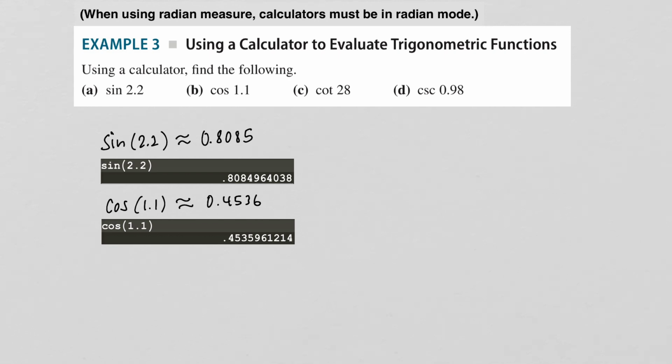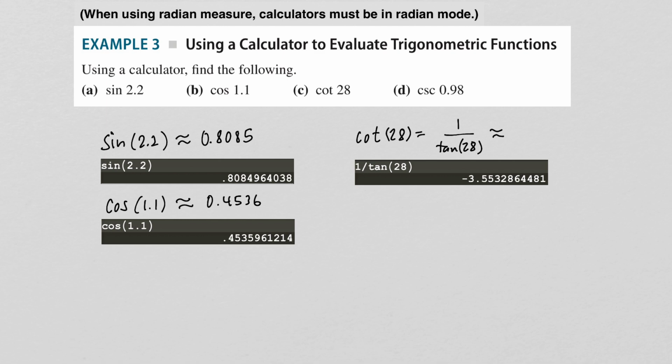Now for the next one, it's a little bit more complicated. We have the cotangent of 28. Now, we don't have a cotangent button on most calculators. So the way we're going to type this in is 1 divided by the tangent of 28. On the calculator, it's automatically going to put parentheses around these. But let's go ahead and type that in. And you can see that we get a value of approximately negative 3.5533.